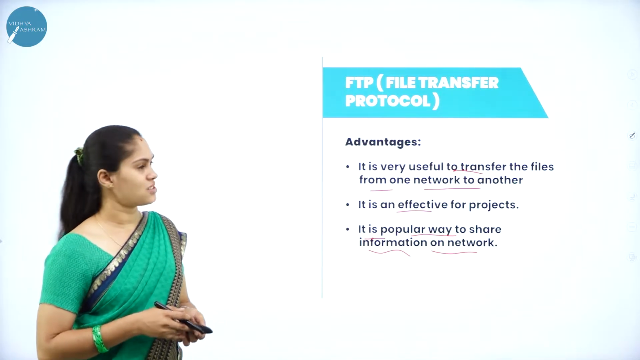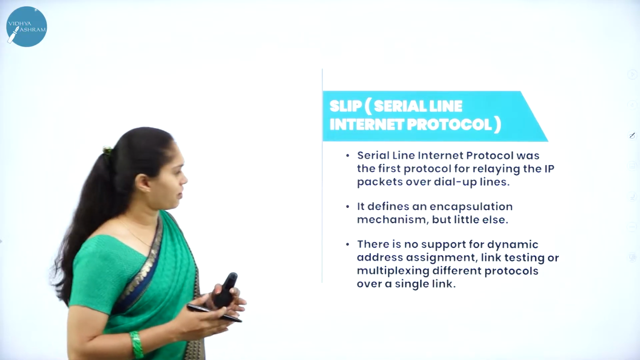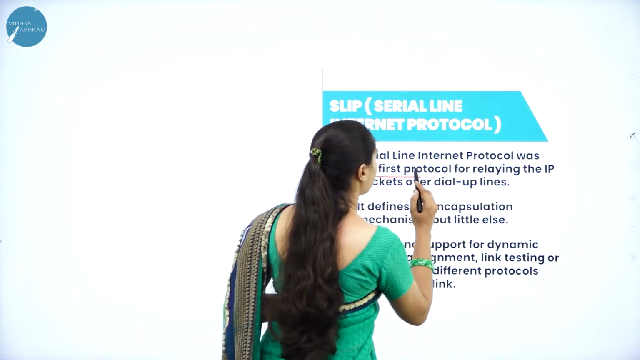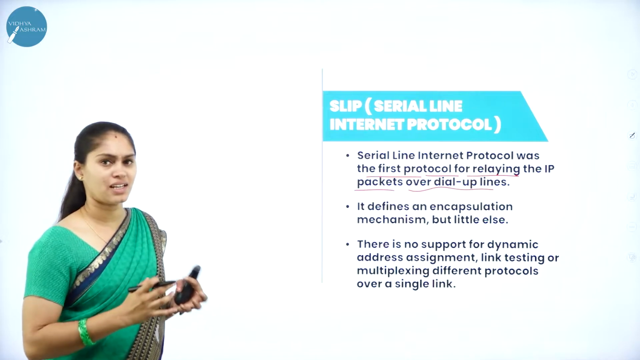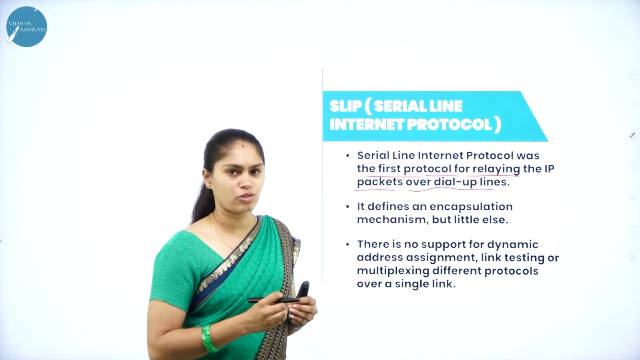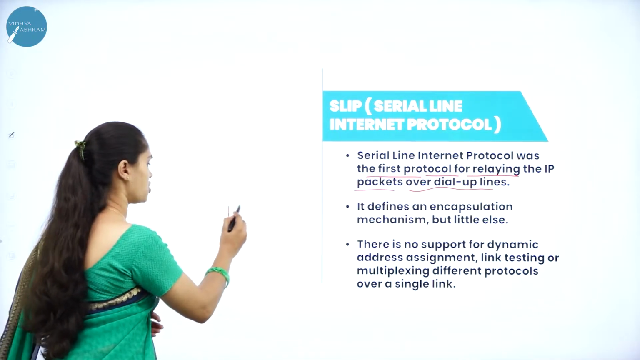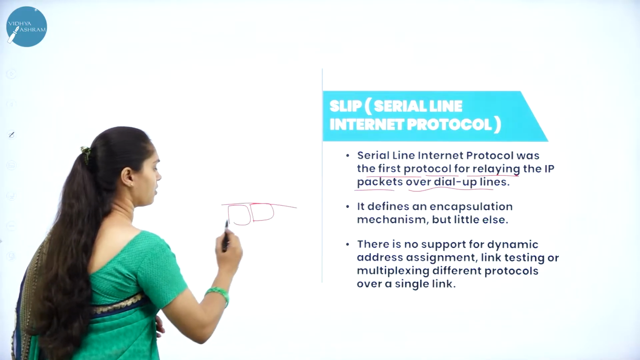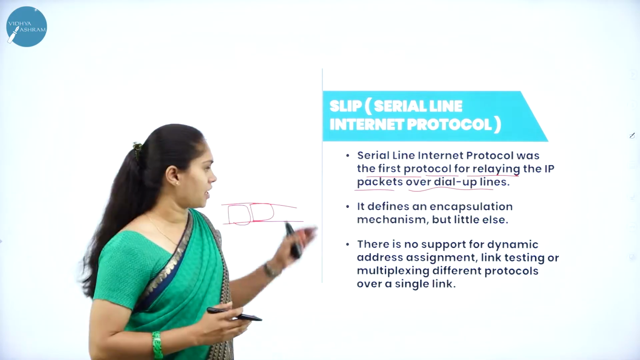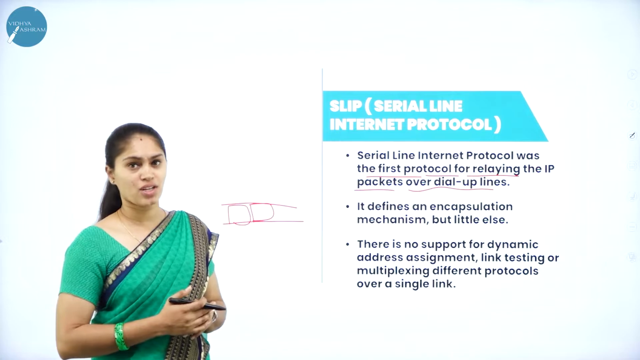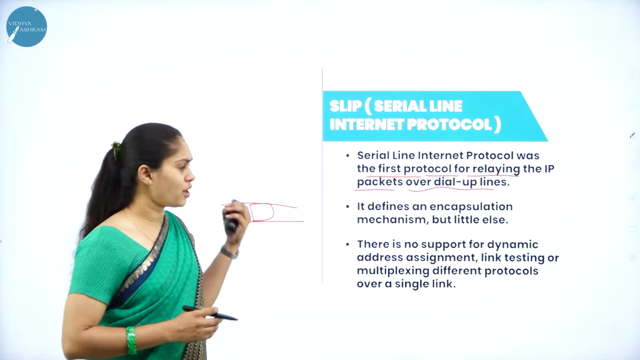Next, we have SLIP, that is Serial Line Internet Protocol. For what purpose are we going to use this? This is considered the first protocol for relaying IP packets over dial-up lines. Whatever data and information you want to share depends on IP packets. All the data and information will be stored as a packet that is sent over the IP address over these dial-up lines. This also defines the encapsulation, and it is a little easier. This SLIP also has some drawbacks.